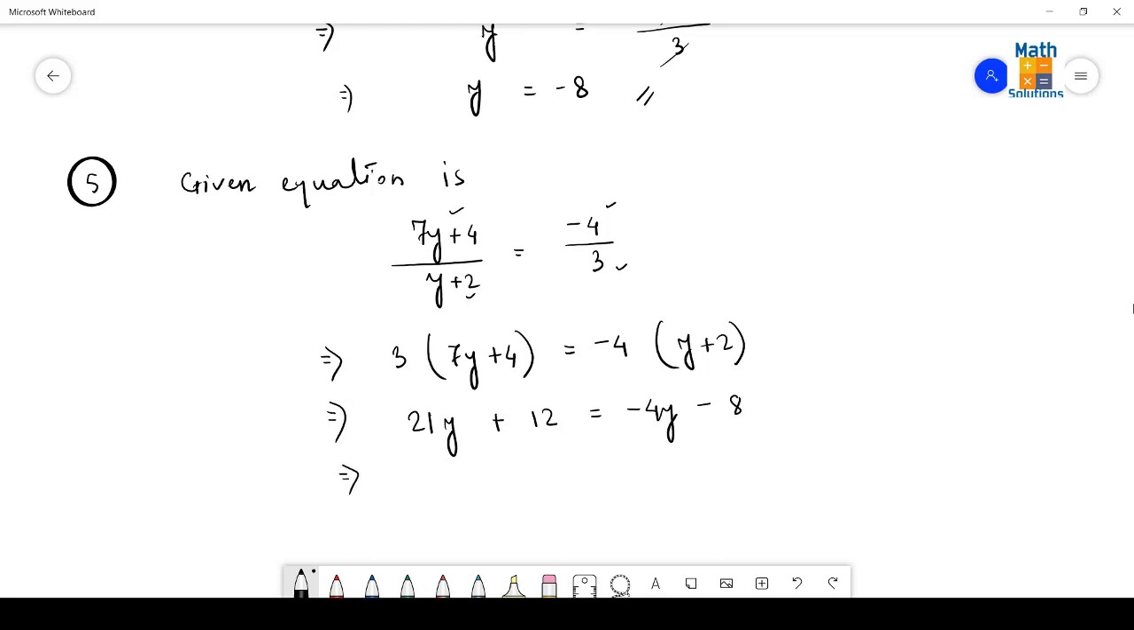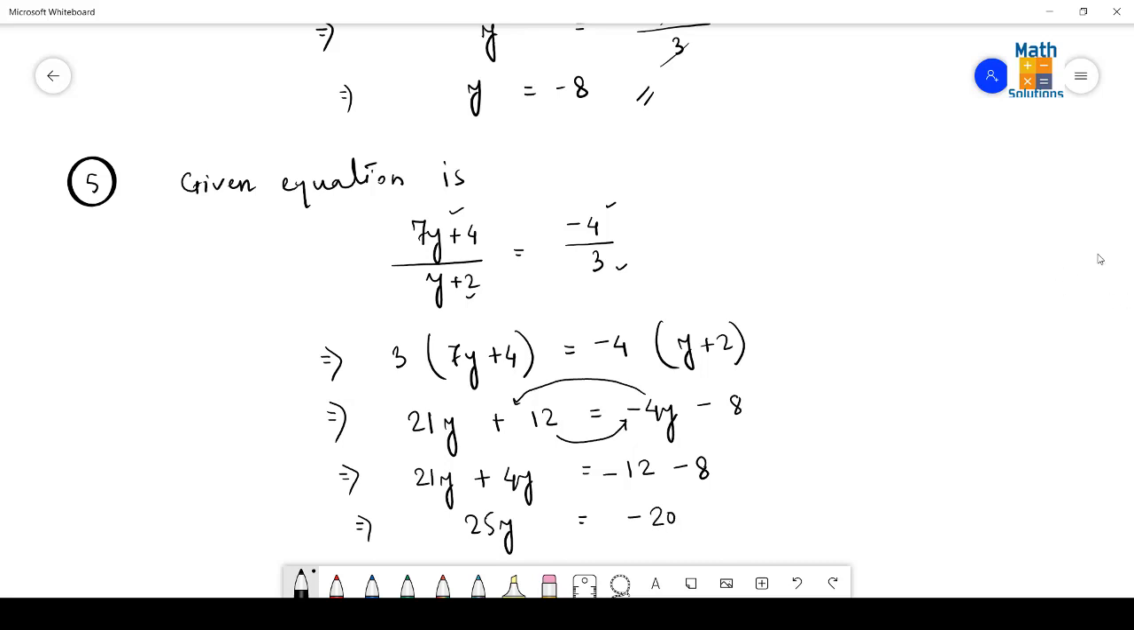So after this, what do I have? This has to be shifted to this opposite side. 21y plus 4y is equal to, again 12 will go to the other side. It is minus 12 because initially it was positive here. When it is shifted to the opposite side, it will turn negative. Minus 8, which was initially present. Now 21y plus 4y, it will be 25y. That is equal to, what do I get here? Minus 12 minus 8. Operation is addition, but the sign will remain negative.